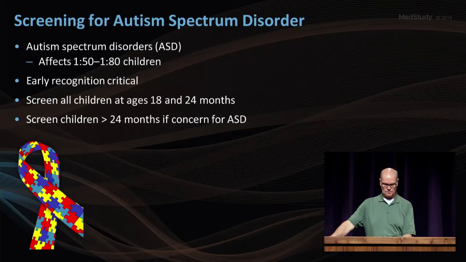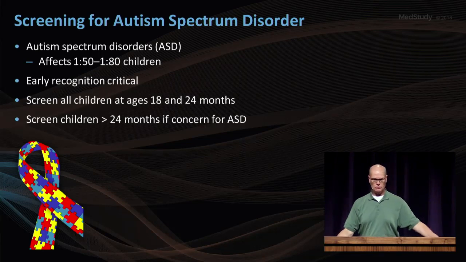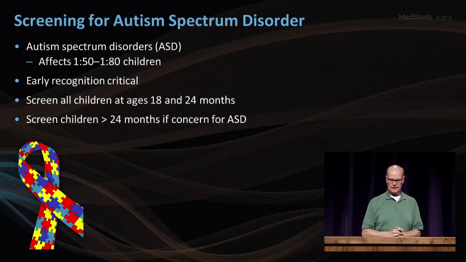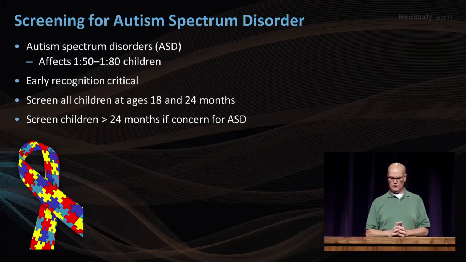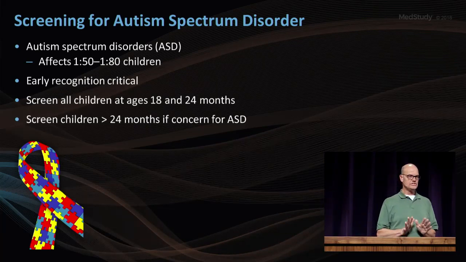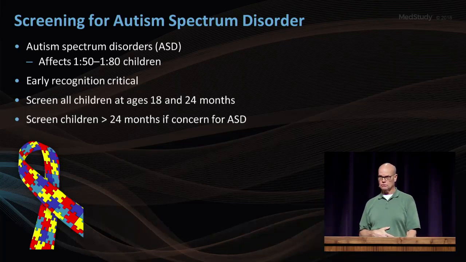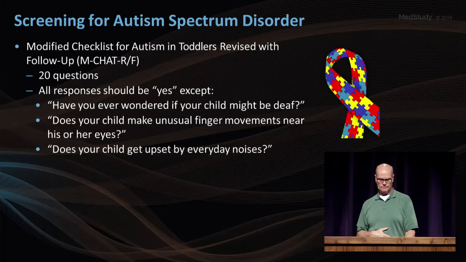All right, so let's look a little bit more at autism, which is beginning to be identified in more and more children. And early recognition is critical, and therefore all children should routinely be screened at 18 and 24 months, and all children over 24 months at any time should also be screened if parents raise any concerning comments.